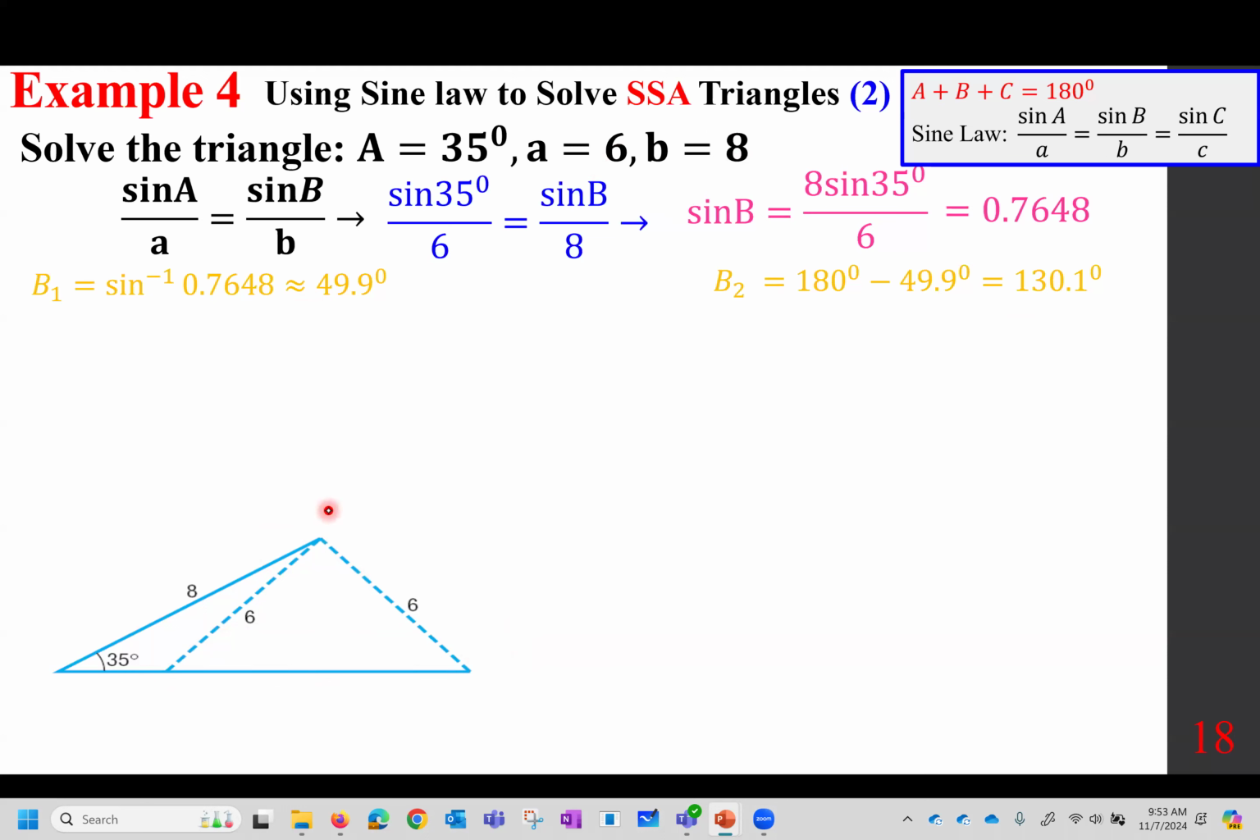So let's put in A, C, and then we're going to call this B1 and B2. Do you follow what I'm saying? Clearly, this is 130.1 degrees, right, class? This is B2. And this one is 49.9 degrees.